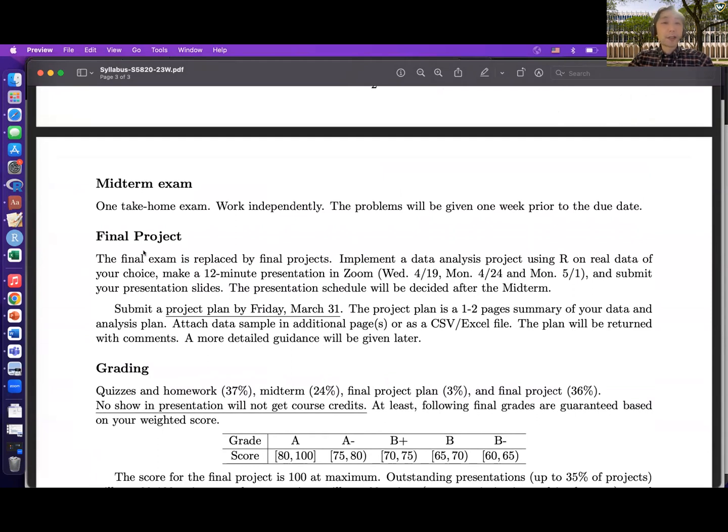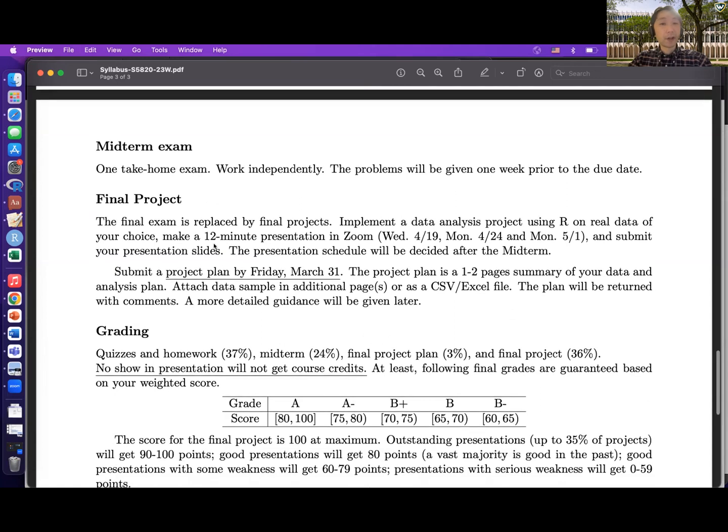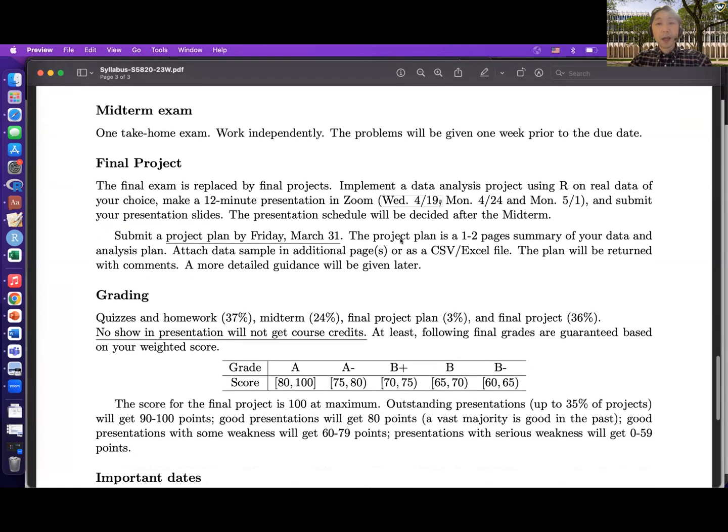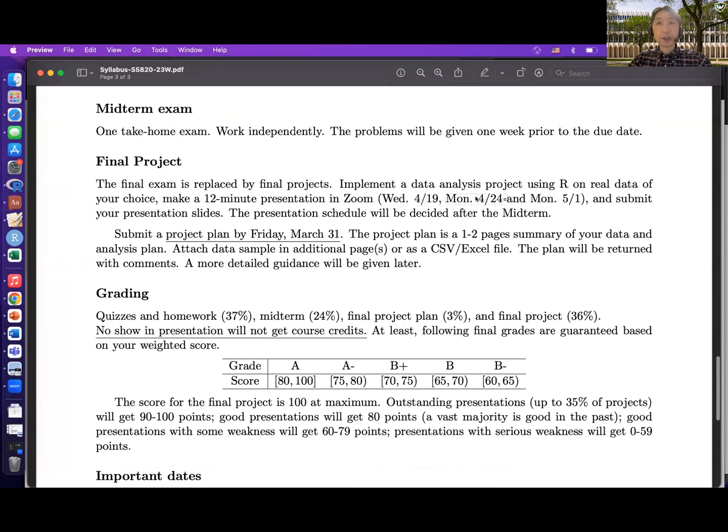And the final exam: we don't have any final exam, so it's replaced by final projects. Implement a data analysis project using R on real data of your choice, and then make your 12 minute presentation in Zoom. The last 2 days of lecture, as well as the final exam period, are for the final presentations. You will make a presentation on one of these 3 days, but attend all presentations.